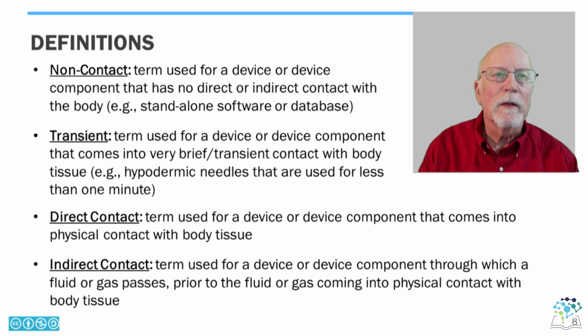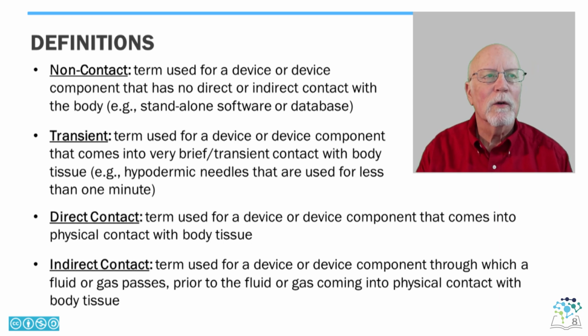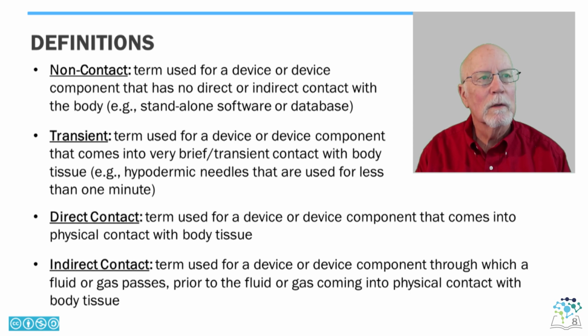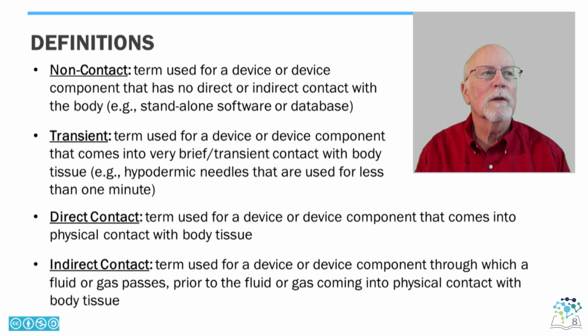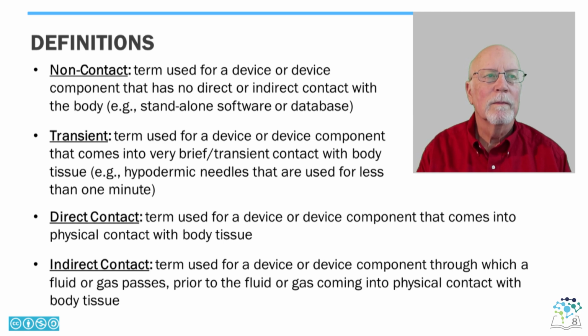Transient contact specifies that the device is either transient or in passing with skin or other tissues. This describes many devices such as the lancets, needles of interaction less than 1 minute. Direct contact occurs when the device comes into physical contact with skin or body tissues.